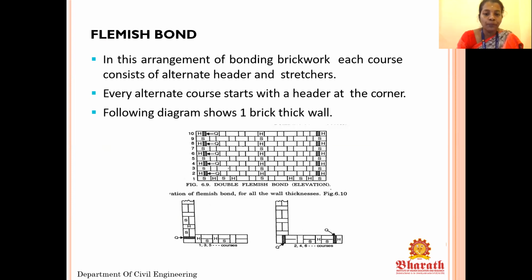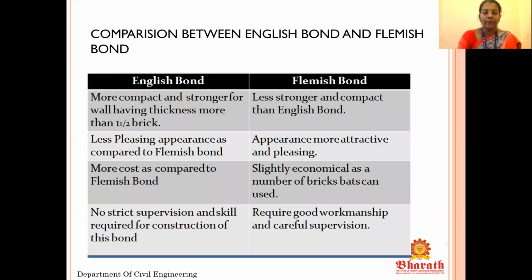Whereas in the second row, you can see a header is joined, whereas the queen closer is provided after the header. Again stretcher, header, stretcher, header. So an alternate arrangement of header and stretcher in the entire row is what we call a Flemish bond. So these are the general comparisons between the English bond and Flemish bond.